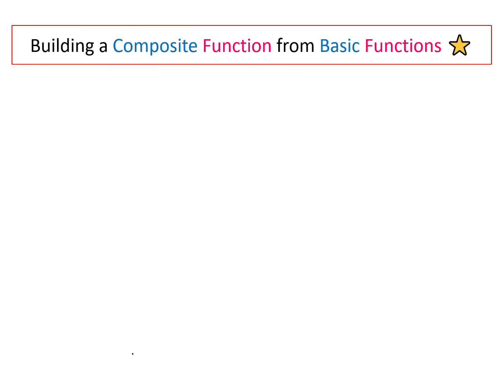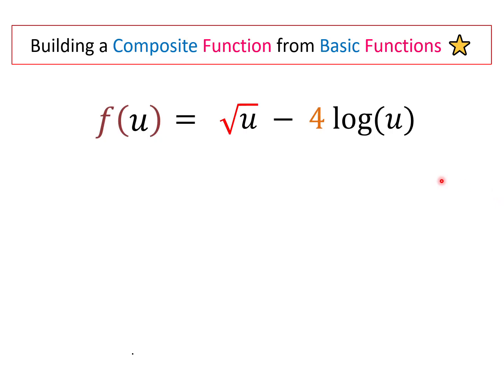Today we will discuss composite function from basic functions. Here f of u is equal to square root of u minus 4 log u. Here both the expressions are simple expressions or basic expression in u. So f of u is a basic function in u.